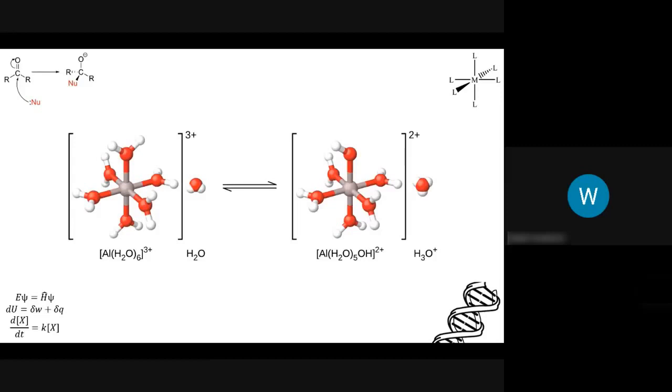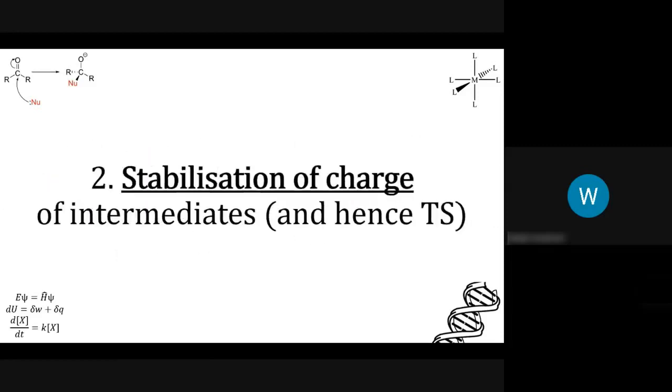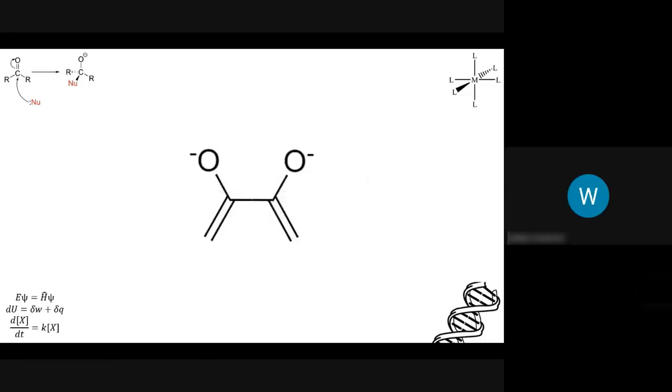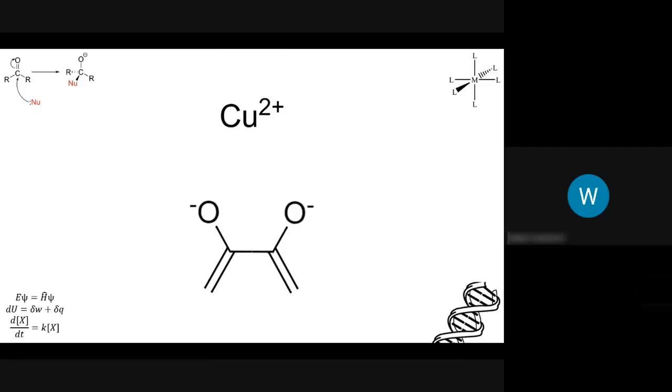And this can potentially promote the dissociation of H+, which can then undergo acid catalysis as previously discussed. Secondly, metal ions can also help to stabilize the charge of intermediates. Consider this enolate. In the transition state leading to this intermediate, there is a developing double negative charge, which is highly unstable. In the presence of a metal ion catalyst, such as copper 2+, the double negative charge is stabilized by the electrostatic attractions formed between the two opposite charges. And hence the TS is stabilized and there will be a lower Ea overall for the reaction.